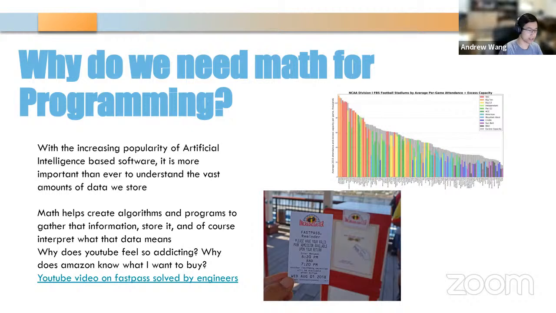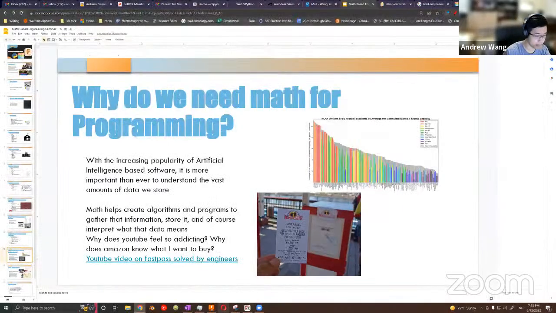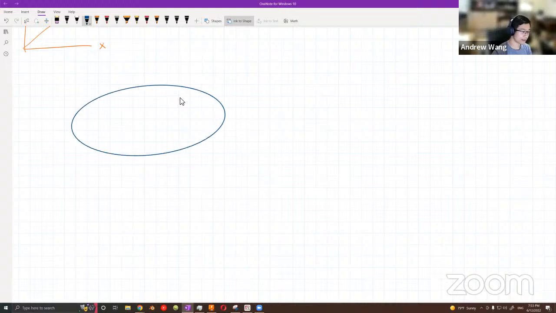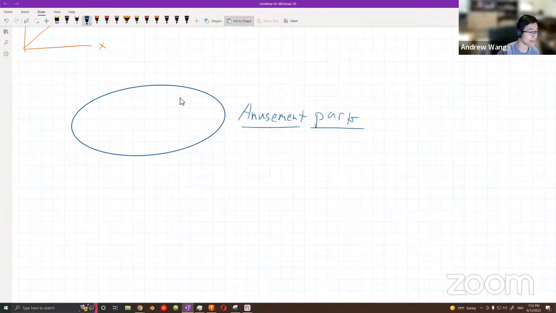As you can see in these pictures over here, one of the examples I gave was a Fastpass or an amusement park. So I'm going to give the example of an amusement park. So let's bring up my notepad. I'm going to be using this a lot during the presentation to give you visual representation. Say I have an amusement park. I don't know why the handwriting is a bit off there. The spelling is off as well, but bear with me here.